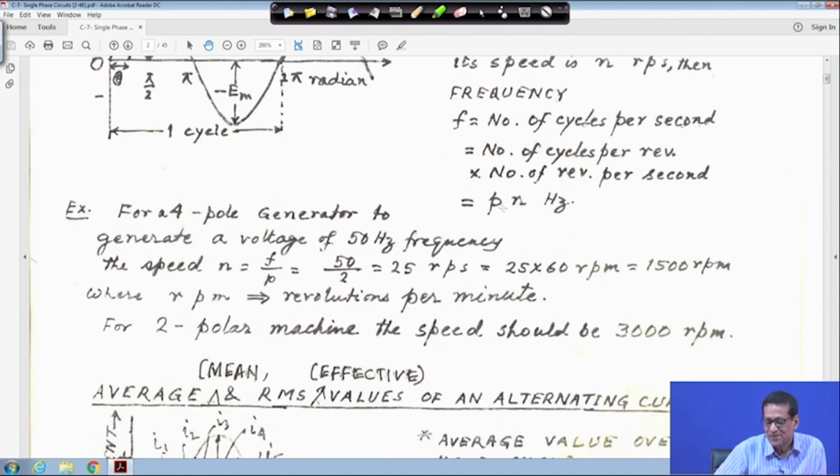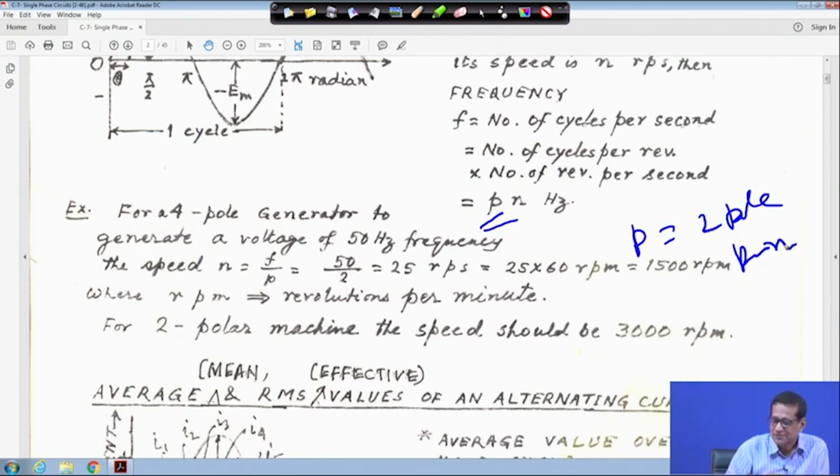So, this will be P into n, where P is the number of pole pairs. If you have 4 poles, that means you have 2 pole pairs, right. So, in this case your number of cycles per revolution will be 2 cycles per revolution. Although mechanically it will rotate 360 degrees, electrically it will make 2 cycles, because you have 4 poles, that means 2 pole pairs.